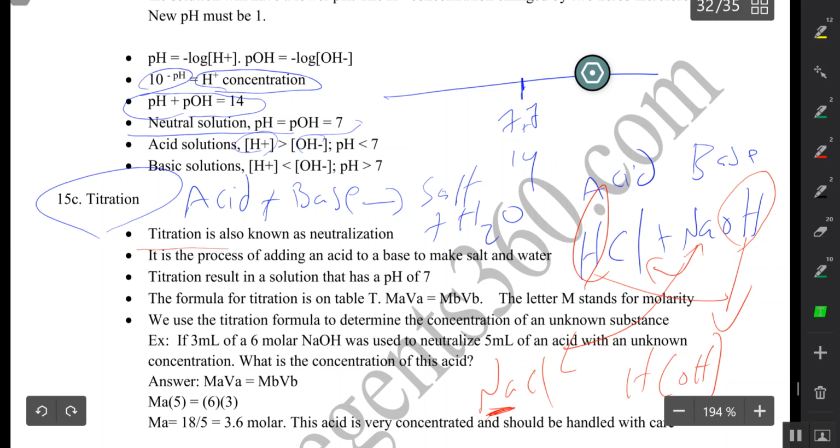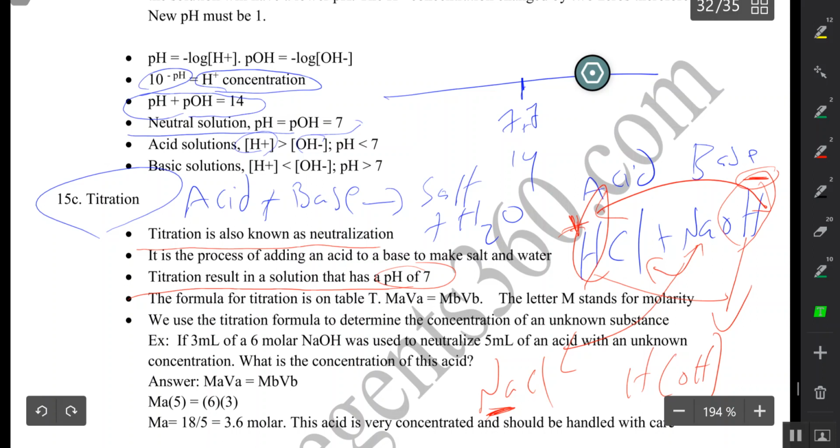So titration is known as neutralization because when you add an acid and a base together, the H's will neutralize the OH's. So the positive H's will neutralize the negative OH's. So eventually the pH of the solution will be 7.